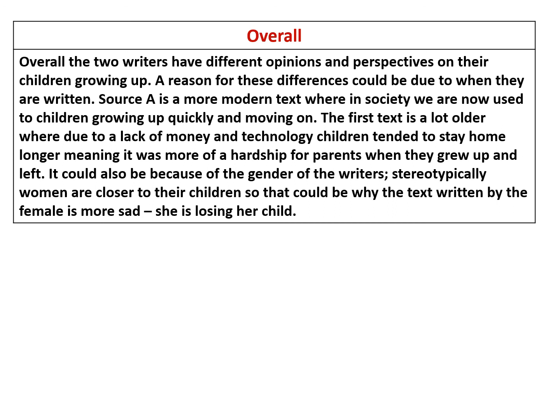Overall, the 2 writers have different opinions and perspectives on their children growing up. A reason for these differences could be due to when they are written. Source A is a more modern text. Where in society we are now used to children growing up quickly and moving on. The first text is a lot older, where due to a lack of money and technology, children tended to stay home longer, meaning it was more of a hardship for parents when they grew up and left. I could have left it there, but I've given a separate reason as well.